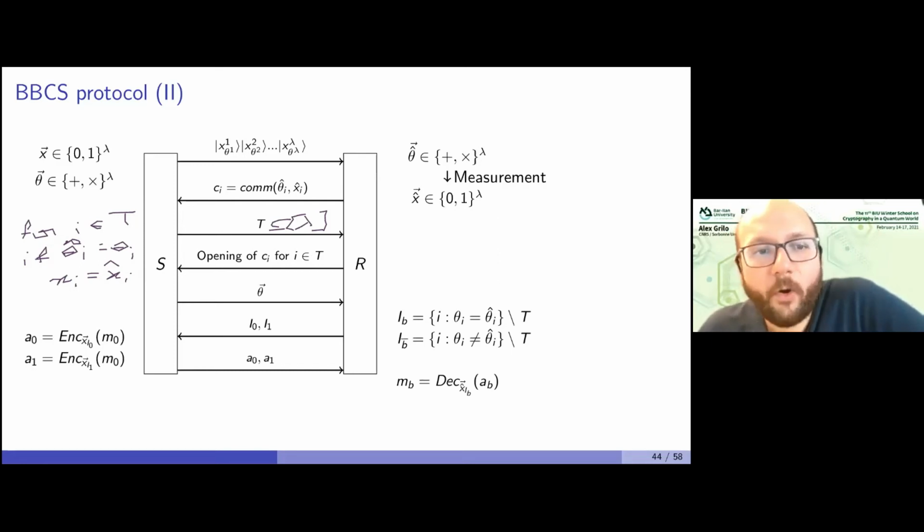So the sender then opens all the bases in the clear, and the receiver just splits the bases into sets, but now ignoring the set T that was opened. So you can just ignore the set T and split the remaining bases likewise. Okay, and then the receiver sends I0 and I1 to the sender, which replies with the encryptions of M0 and M1.